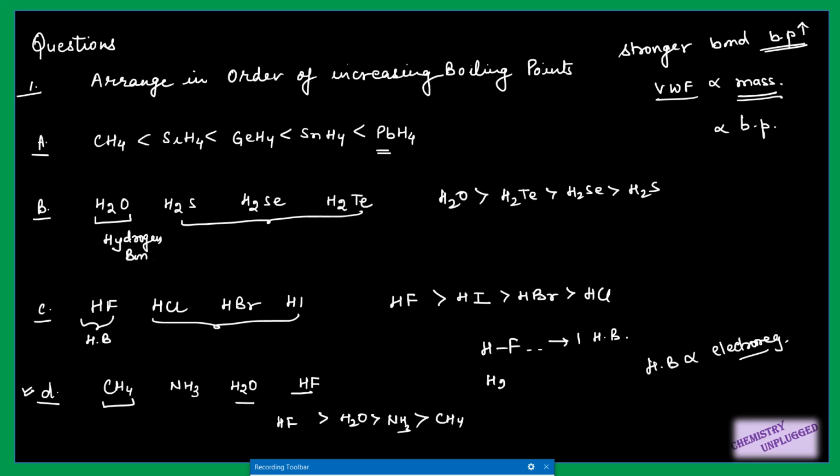And in the case of water, we have two hydrogens. Here we have only one hydrogen bond, and here we have two hydrogens which can participate in hydrogen bonding, right? So there will be two bonds. So the hydrogen bonding will be stronger in water than in HF. So the boiling point will be higher for H2O than for HF.